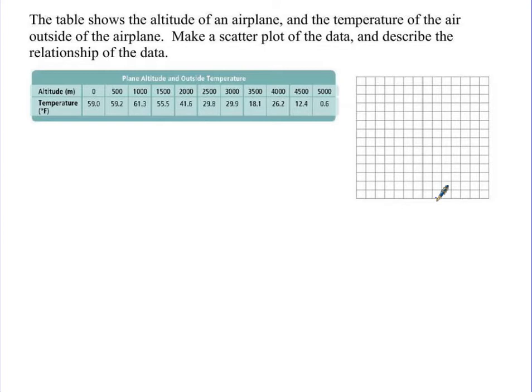So look at the data. Where can I put my origin? Bottom left corner, because I don't see any negatives on either sets of data. So I can put it all the way down in the bottom left corner. And what is going to go on the x-axis? Altitude or temperature?